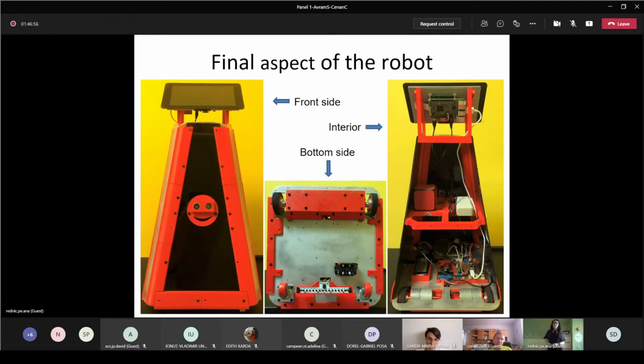Here we can see the final design of the robot. It weighs 4 kilograms, so it's not so easy to be destabilized by children. The pyramidal form gives it more stability and also allows for a tiered inside architecture, which is more secure.